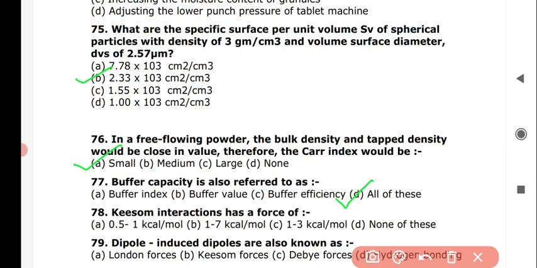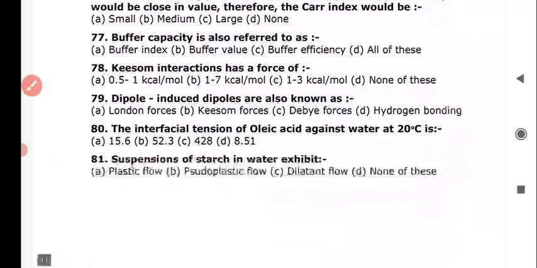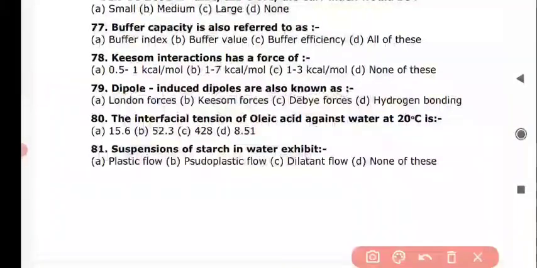Next question is, Keesom interactions has a force of, and the correct answer is option B, 1 to 1.127 kilocalories per mole. Next question is, London induced dipoles are also known as, and the correct answer is option C, Debye forces.